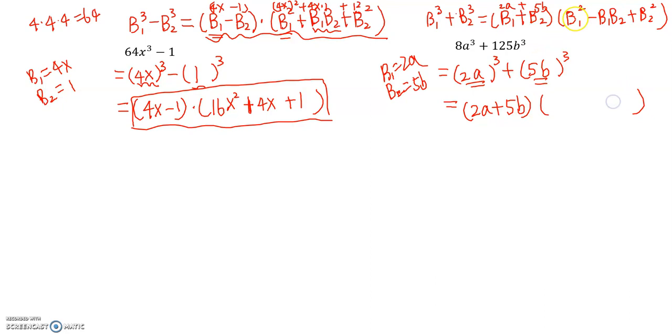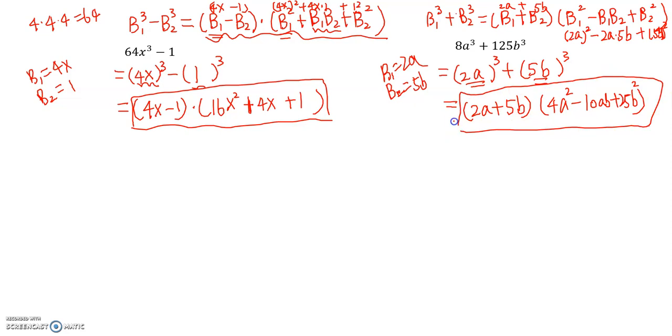Now, to get the second one, it's b1 squared. And again, b1 is 2a. So we have 2a squared. And work that out by using the formula. It's 2 squared, 4. a squared will be a squared. Now, next is minus b1 times b2. So b1 is 2a times b2 is 5b, and simplify that. That gives us 10ab. And then plus b2 squared. b2 is 5b, so we square 5b. That gives us positive 25b squared. And that's the final answer.